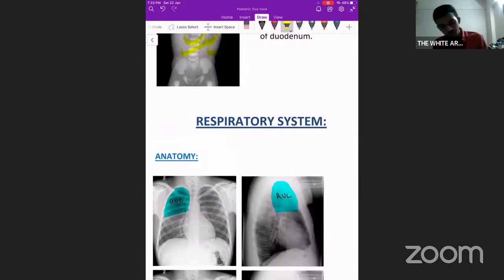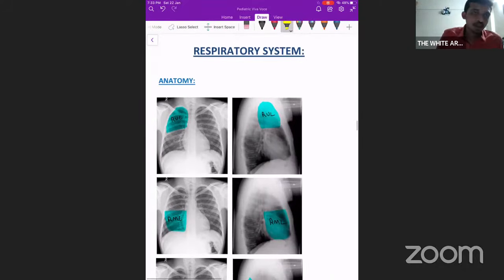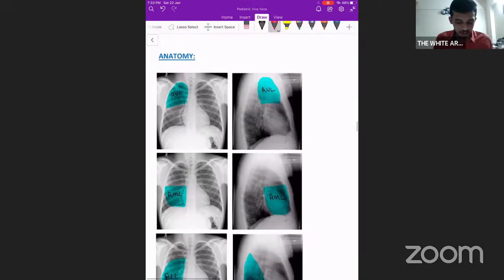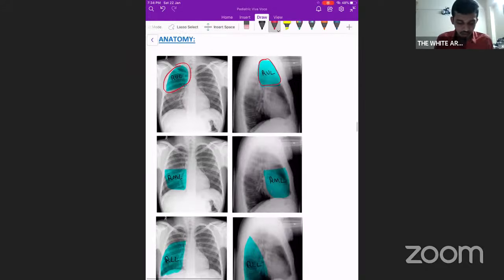Next, let's look into the respiratory system. Now, in the respiratory system, the basic thing is the anatomy. Wherever the pathology is, you'll have to know the basic anatomy of the respiratory system to tell that that particular pathology is over there, correct? So this is the right upper lobe, and the right upper lobe is over here in a lateral X-ray. Next is the right middle lobe. This becomes the right middle lobe, and the same in a lateral X-ray, correct?